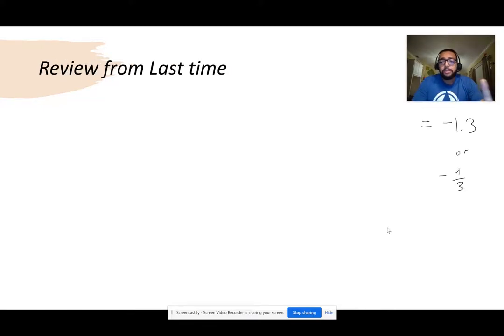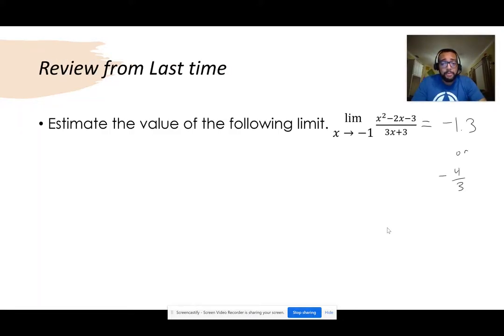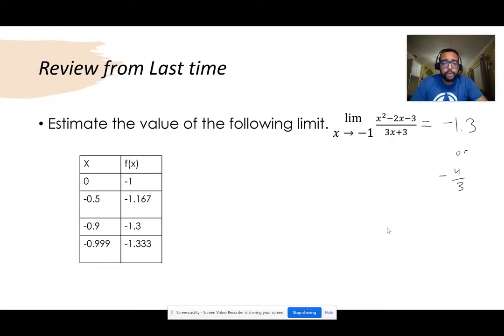Now, just a quick little review from what we did last time in class, not the video. We estimated the value of one of these limits: x approaching -1 of (x squared minus 2x minus 3) over (3x plus 3). The limit doesn't really care what's happening at -1. It only cares what's happening on either side of it, because if I were to plug in -1 here, I would get 0 on the bottom.